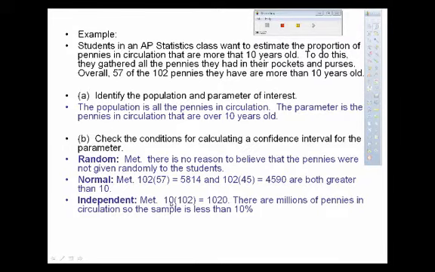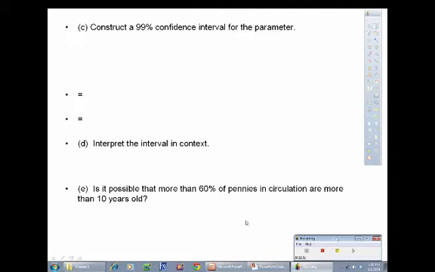If we multiply, this is our 10% that we're looking at. So multiply 10 times 102 and we get 1,020, and I don't know if there's millions, it probably is, but there's a heck of a lot of pennies out there in circulation, so the sample is less than 10%. So all of our conditions are met. Construct a 99% confidence interval for the parameter.